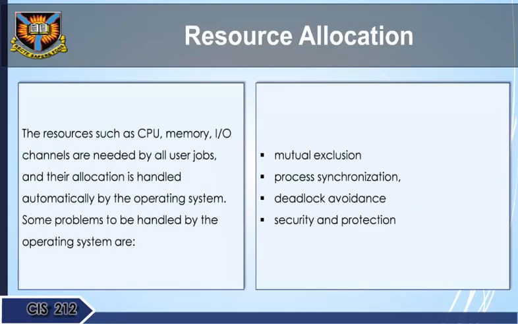Resource allocation. Resources such as CPU, memory, and I/O channels are needed by all user jobs, and their allocation is handled automatically by the operating system. Some problems to be handled by the operating system are mutual exclusion, process synchronization, deadlock avoidance, security and protection.